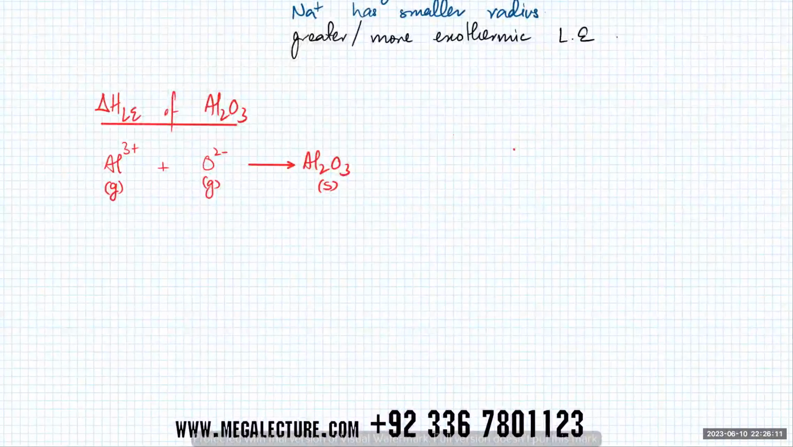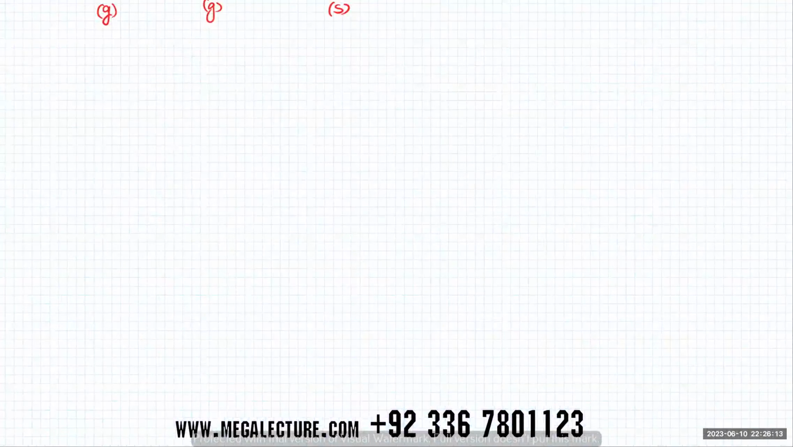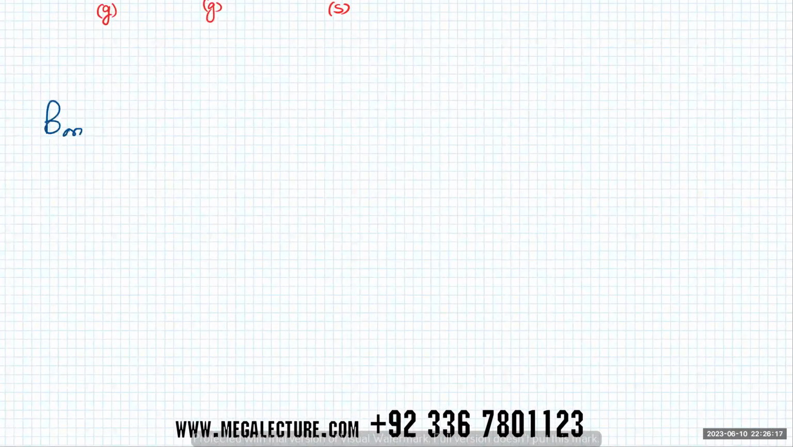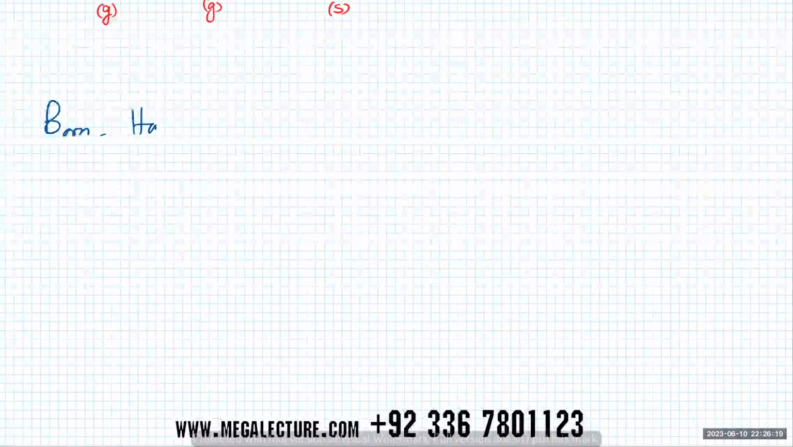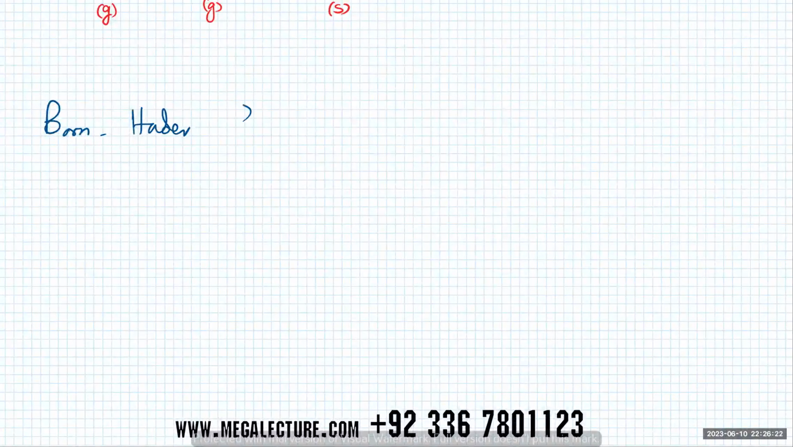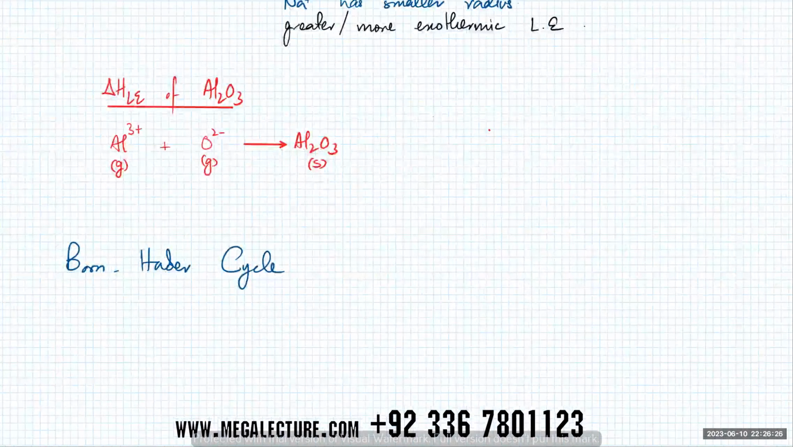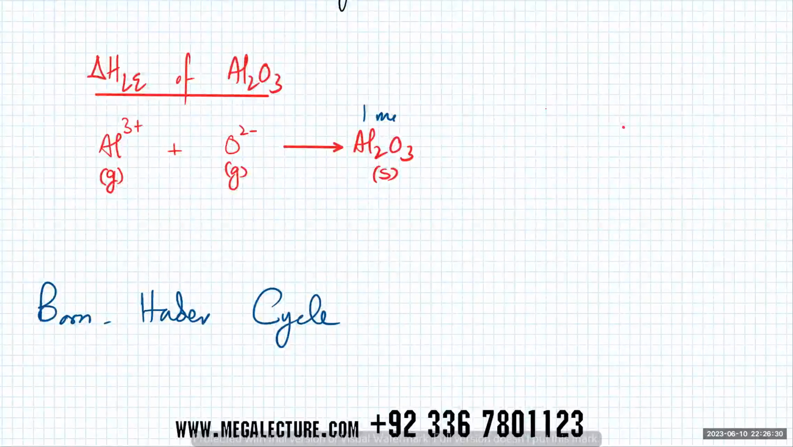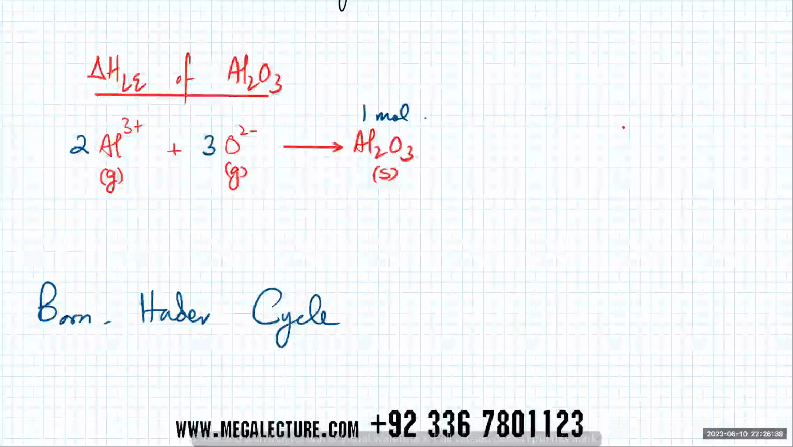So now the final thing is your Born-Haber cycle. For that equation, does it need to be balanced? It has to be balanced. This has to be 1 mole. So there's going to be 3 O2 minus and 2 Al3 plus ions. Is that clear? Yep.